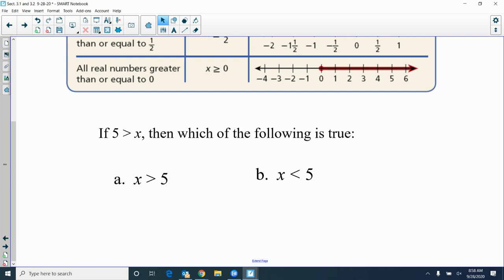This is one mistake we see a lot. We always want to write the X first as your answer, but there are problems where you end up with this. Is that the same as X is greater than 5, or is that the same as X is less than 5? Which one would be equivalent?